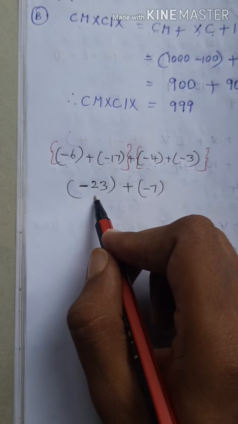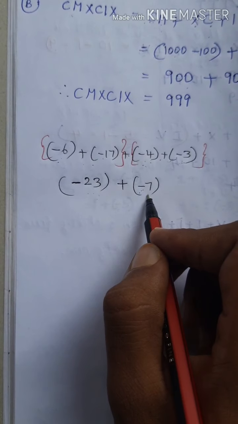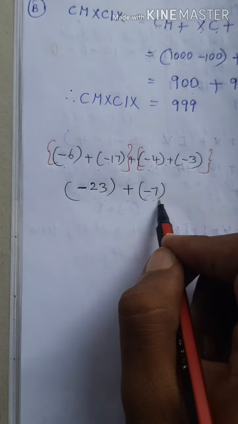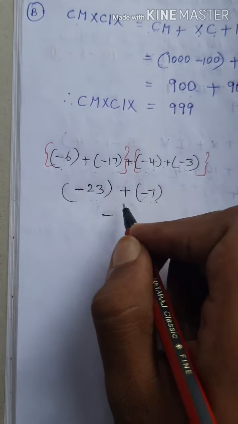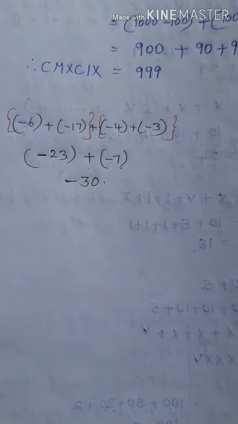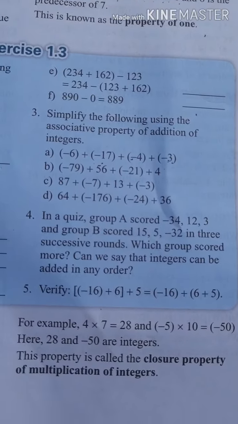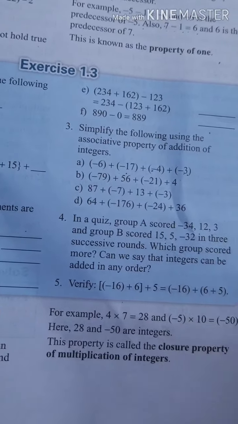Now minus 23 minus 7. Both are negative integers. So again what do I want to do? Add. Put the minus symbol. So minus 23 plus 7 is 30. Like that you have to solve this sum. And this one I have done, like that you have to do.